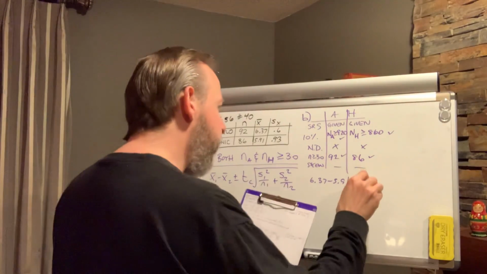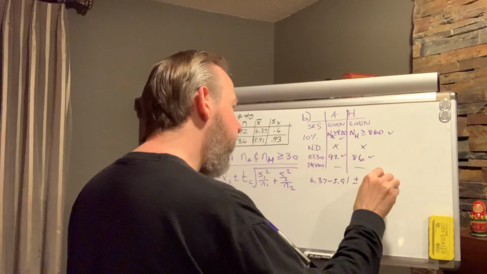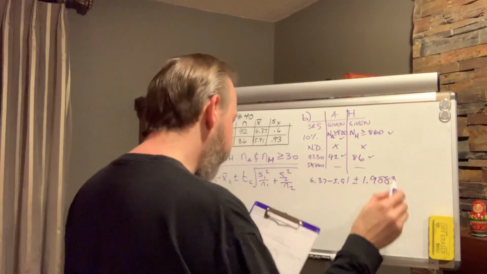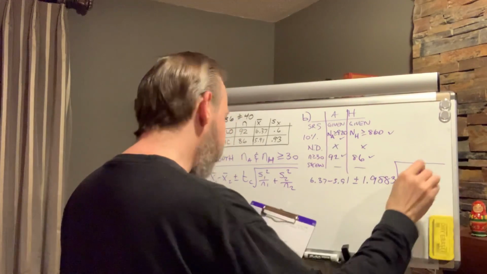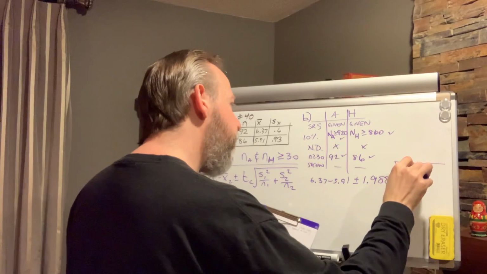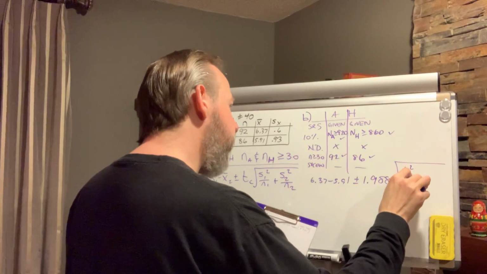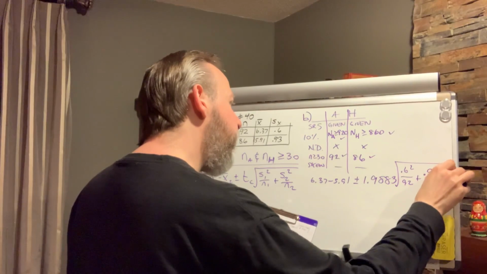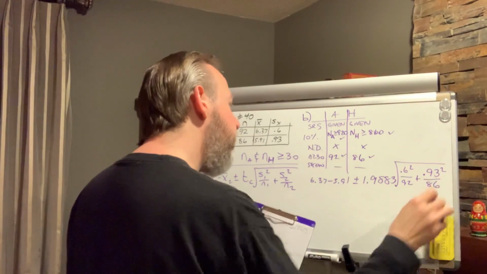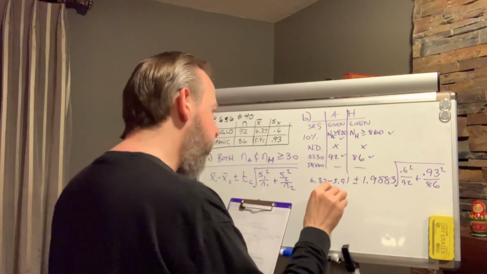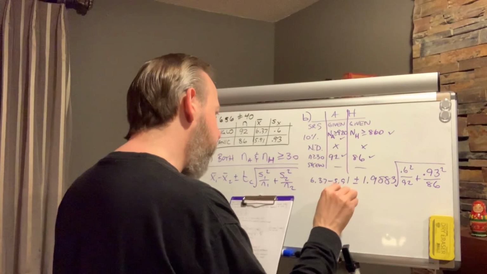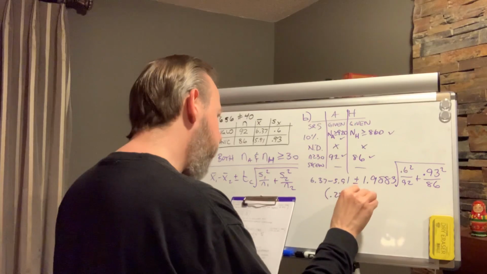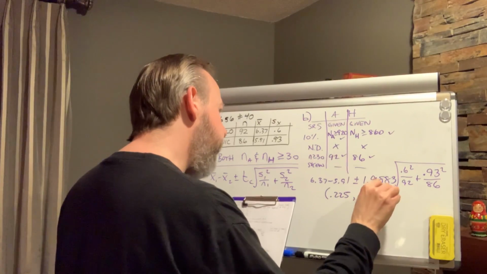The answer is 1.9883 times the square root of 0.6 squared over 92 plus 0.93 squared over 86. Well, if you do the math out carefully and correctly, you get 0.225 to 0.695.